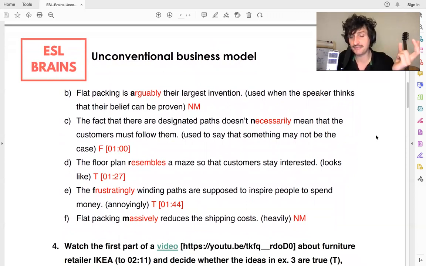Okay, and the last one is flat packing. We talked about flat packing. It is how this company sells furniture. So flat packing massively reduces the shipping costs. Massively means heavily. It reduces the shipping cost, which means when they send it to you, or when they get it from the supplier, it doesn't cost a lot to transport it, to take it from one place to the next.